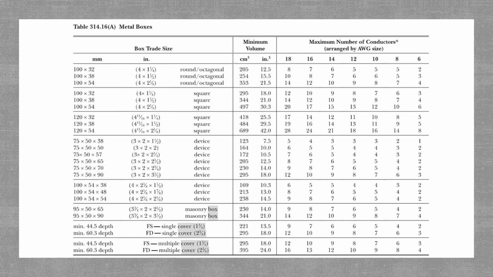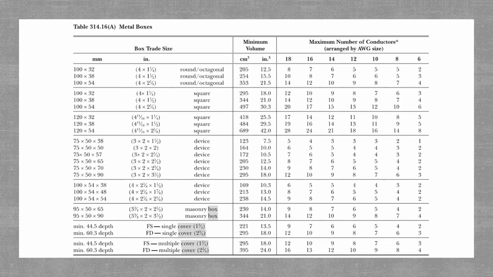So we have a 4-square box that's 1.25 inches deep, a 4-square box that's 1.5 inches deep, and a 4-square box that's 2 1/8 inches deep. We're going to go with that box. Next, we see that that box is allowable for up to 30.3 cubic inches of volume in total. In other words, we can put 30.3 cubic inches worth of stuff inside of that 4 by 2 1/8 inch box.